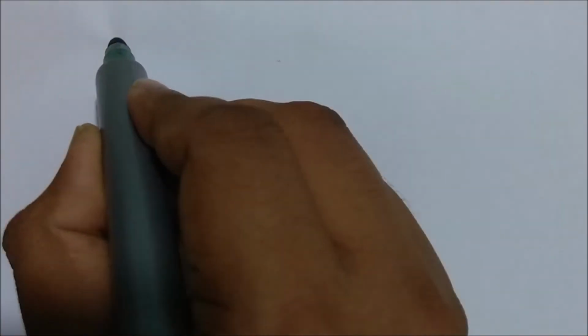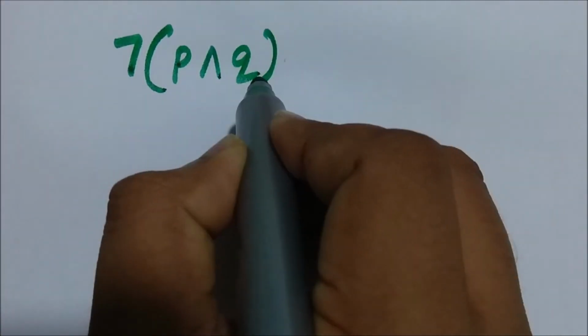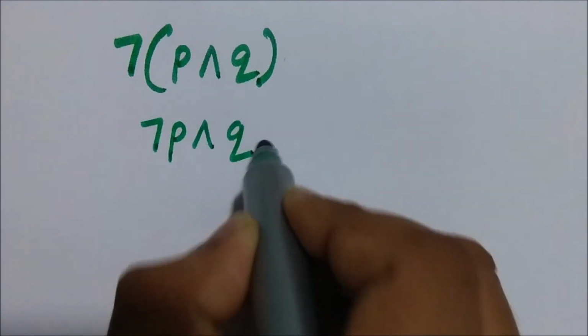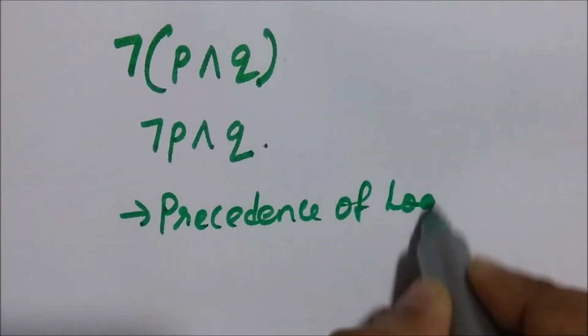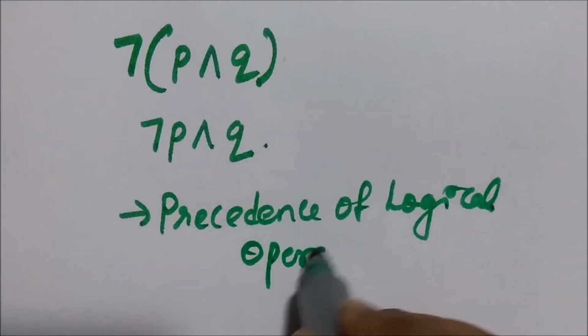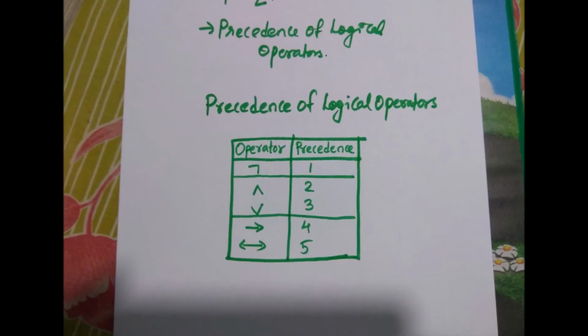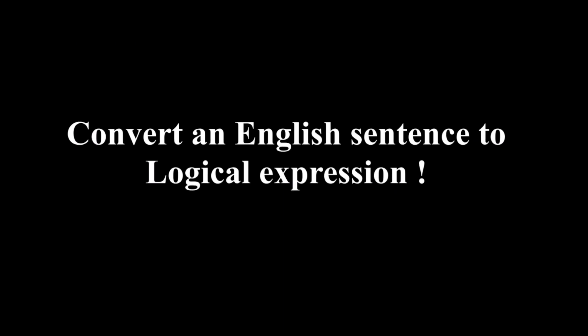We generally use parentheses to specify the order in which the logical operators in a compound proposition are to be applied. But when these parentheses are not used, we have some precedence for the logical operators. Now let's see another example where we convert an English sentence into a logical expression.